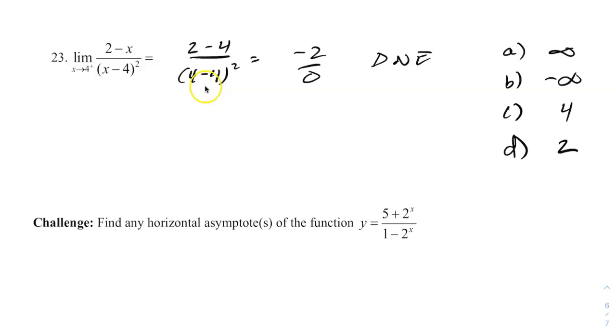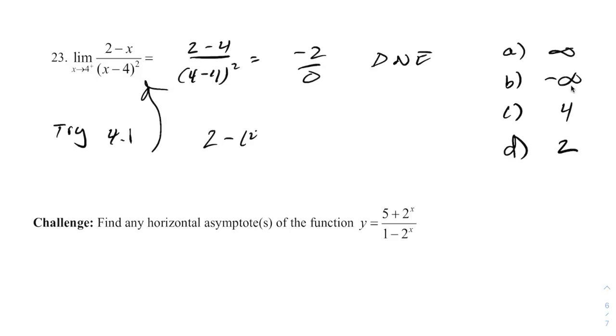Well, 2 ways. One, you graph it if you're good at graphing it. I'm not sure if I'm good at graphing this one. Another way is try something close to 4, but to the right of 4. If it's positive, it's positive infinity. If you get negative, it's negative infinity. So let's try 4.1. So I plug 4.1 in there.